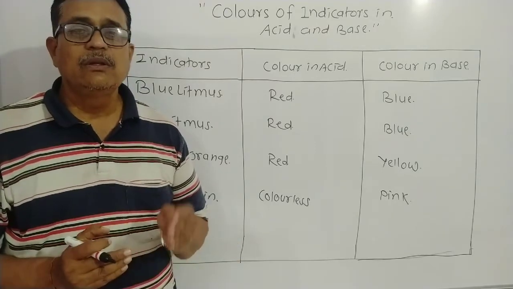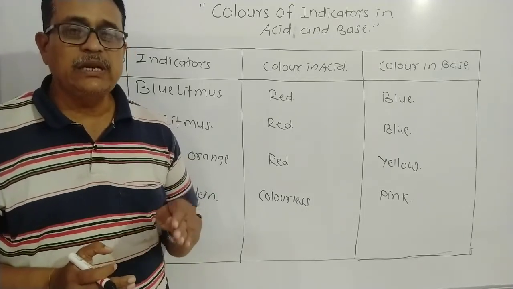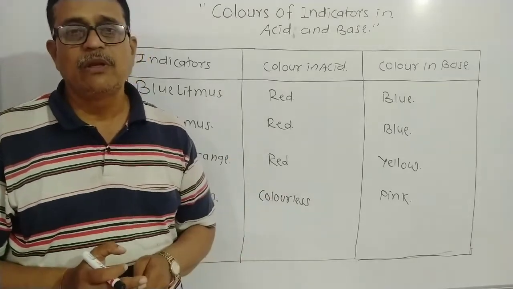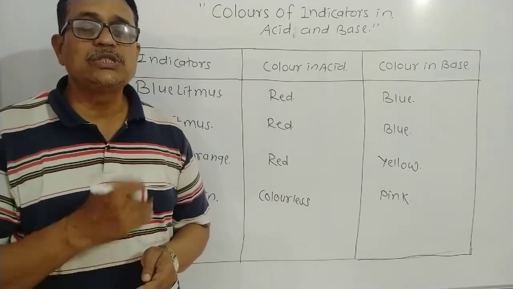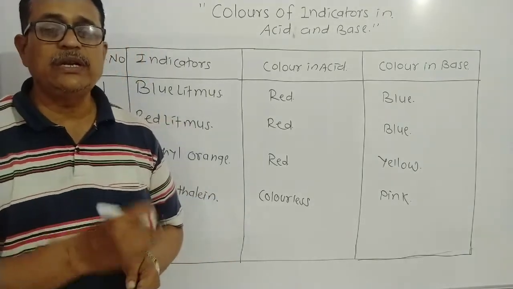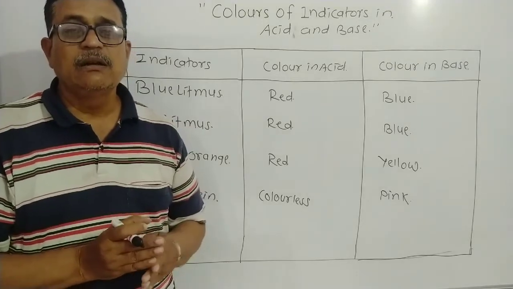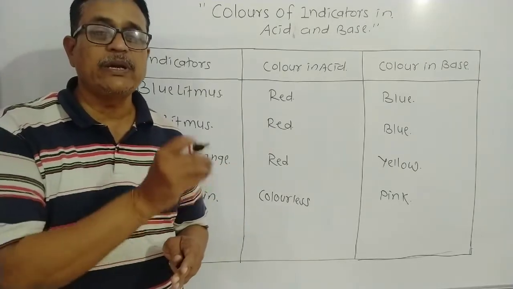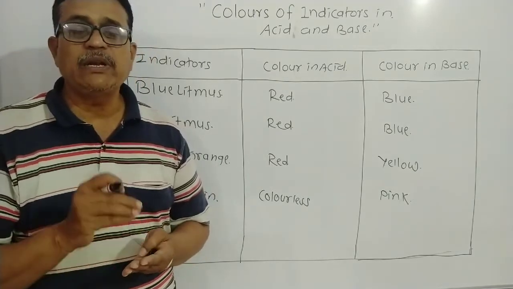Dear student, what is an indicator? An indicator is a substance which indicates the nature of a solution, whether it is acidic or basic. And how can it indicate this? By a change in color of the solution when we put a few drops of that particular indicator in it. Here, litmus paper is one indicator.